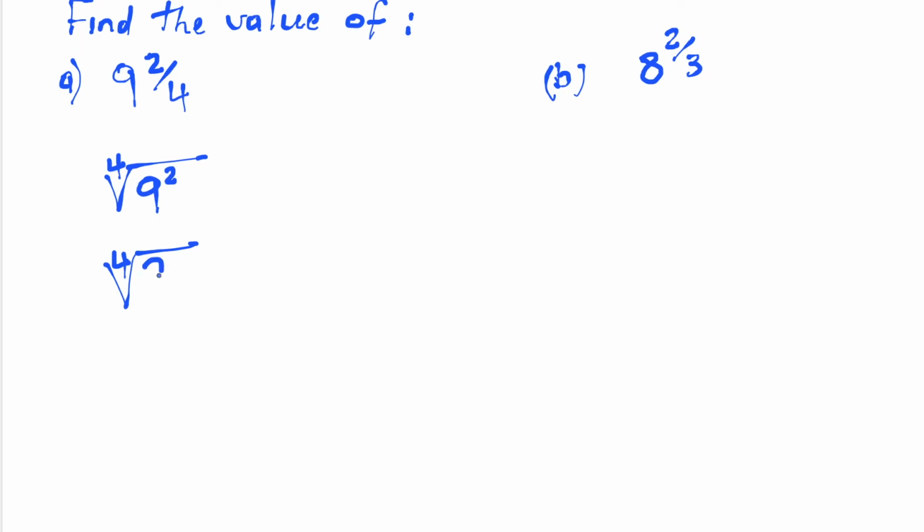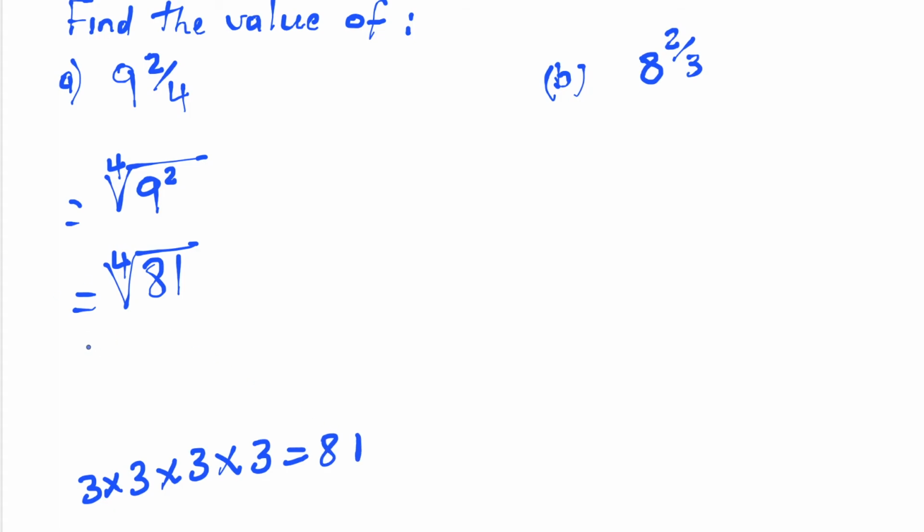Now 9 squared will give us 81. Now here, to find the final answer, all we need to do is to find which number, when we multiply it by itself 4 times, we'll get 81. Now which number will that be? Very good. If we multiply 3 by itself 4 times, our answer will be 81. So therefore we can rewrite this now as the fourth root, 3 raised to the power of 4. Now the fourth root is going to cancel the fourth power, so our final answer here is 3.